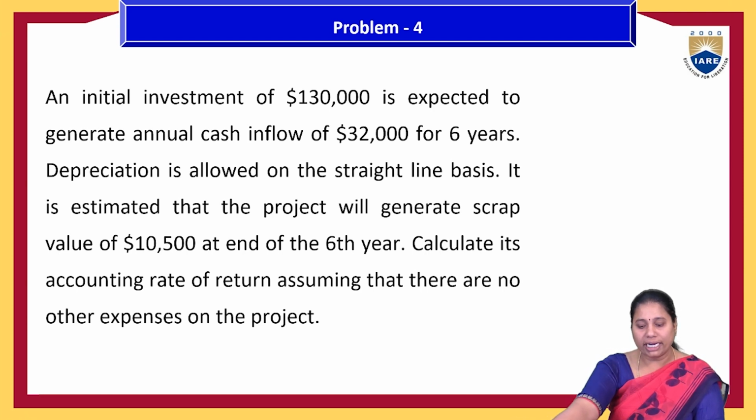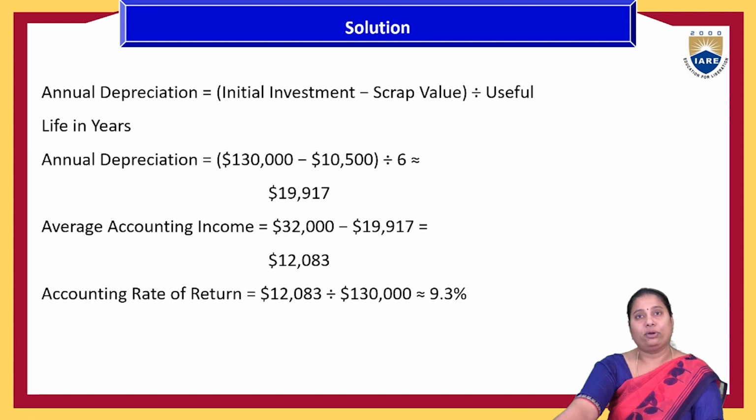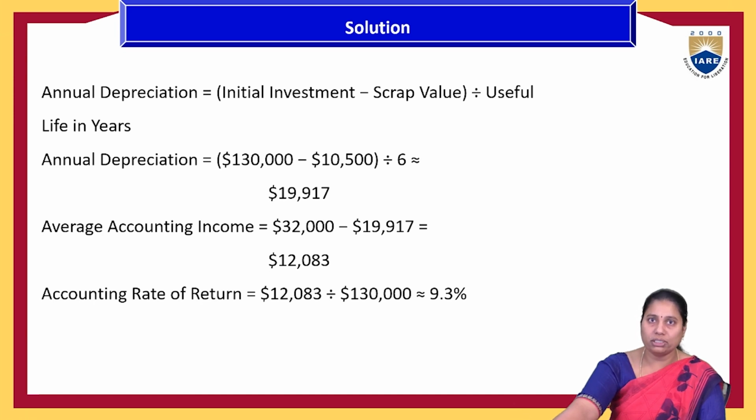Calculate its accounting rate of return, assuming that there are no other expenses on the project. Annual depreciation for the product can be calculated with the help of the formula: initial investment minus the scrap value, divided by the useful life of the project. So the initial investment is 1,30,000 minus scrap value of 10,500, and the life of the project is 6 years, which means the depreciation is 19,917, and the income is 32,000.